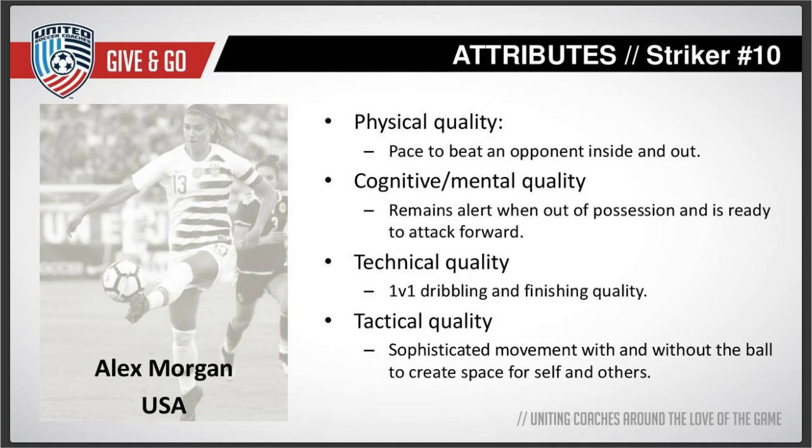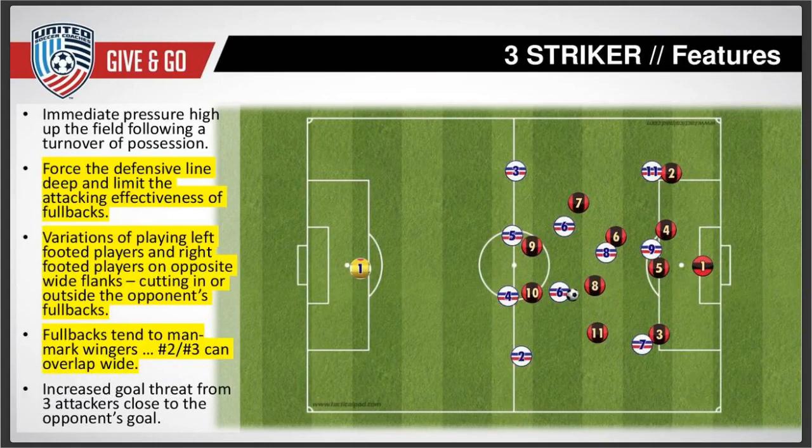The ability to play 1 versus 1, dribbling and finishing, is crucial when you are drifting out into the wide positions, because you're always going to have at least one player that you have to beat before you go to goal. And then the sophistication that they'll have with and without the ball is crucial. So Ian, let's talk about some of the features of a 3-person front line.